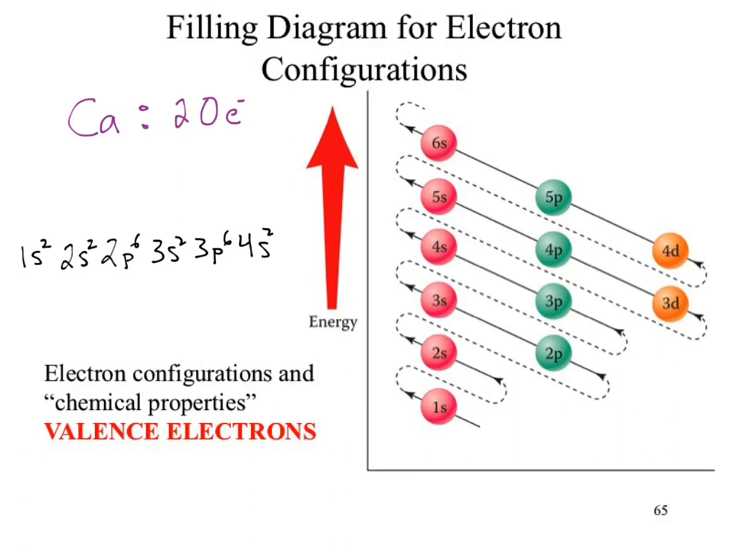I see what you're saying now. 4s2. I will only look at the highest energy level. What is the highest energy level in that configuration? The 4th energy level. So I will only look at orbitals that have 4s in front. Conveniently, there's only one of them, and calcium has 2 valence electrons. That's it.